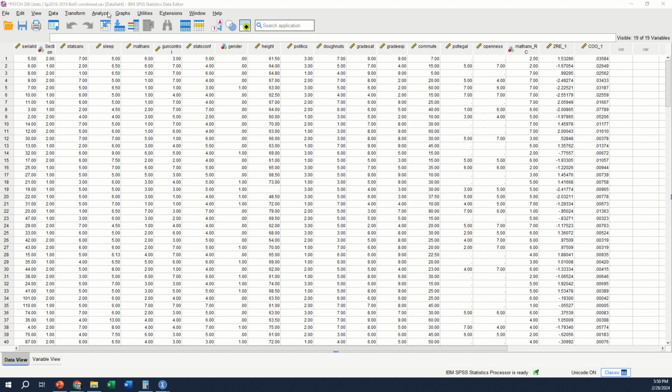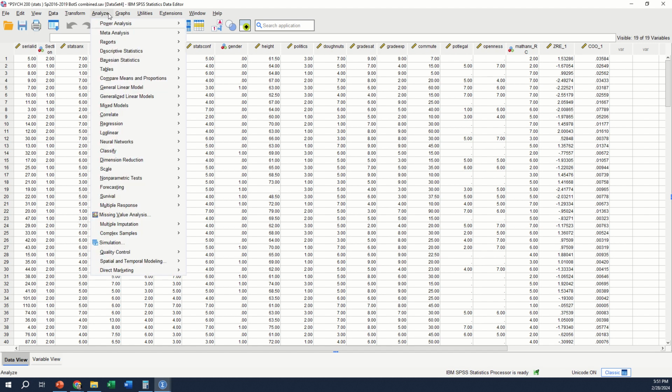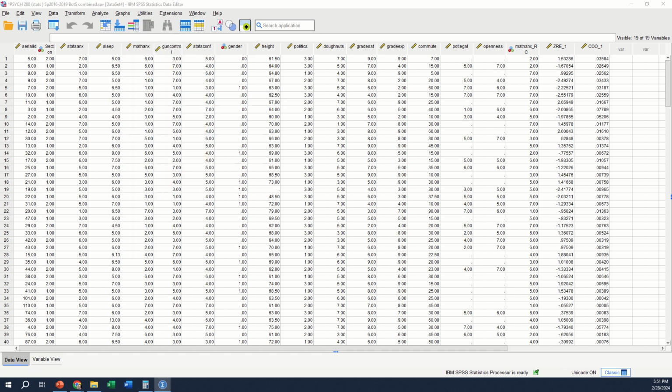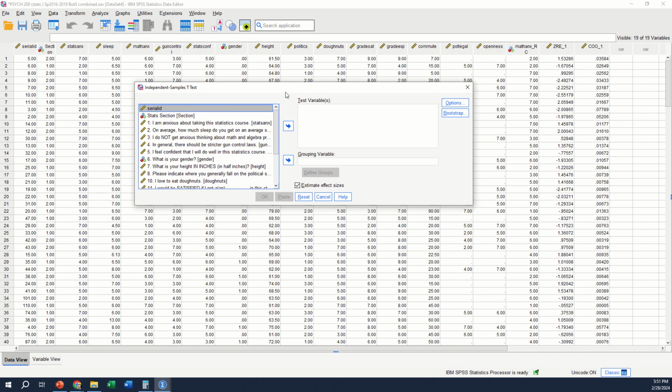So I am going to conduct the independent samples t-test on the gender stats anxiety example that we did in class. So whether men or women report more anxiety about taking this stats course. So we're going to go to Analyze, then Compare Means, and then Independent Samples T-Test. You should get this window prompt that comes up here.